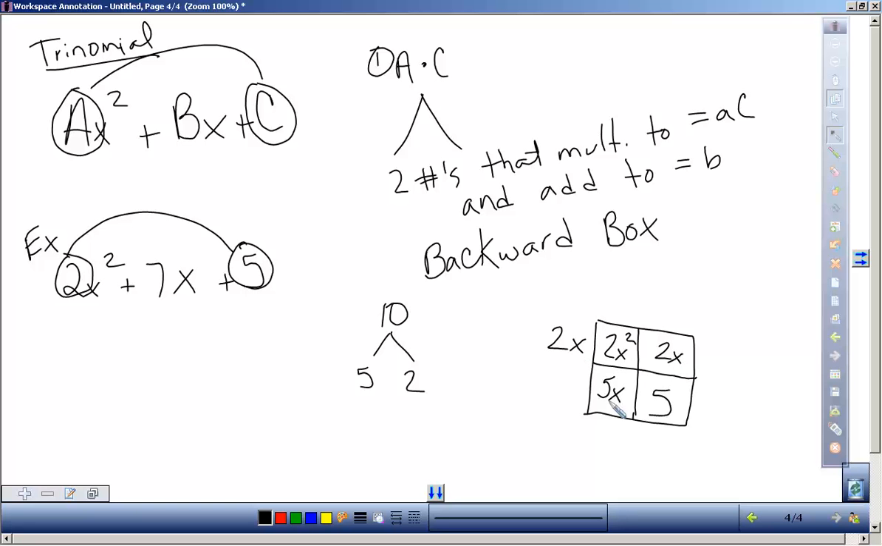So the common factor for this row is 2 and x. Common factor for this row is 5. Common factor for this row is just x, and the common factor for this row is just 1. The only thing that will divide both of those is just 1. So that means it factored to be 2x plus 5 and x plus 1.